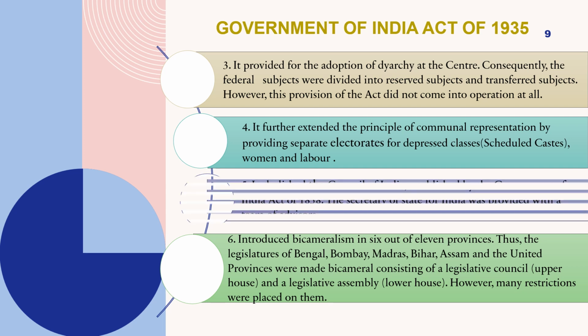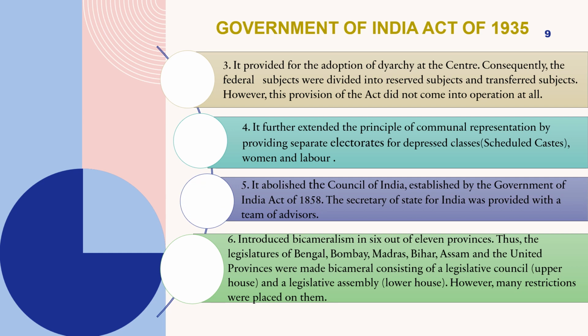It abolished the Council of India established by the Government of India Act of 1858, and it introduced bicameralism in 6 out of 11 provinces. Thus, the legislatures of Bengal, Bombay, Madras, Bihar, Assam, and United Provinces were made bicameral, consisting of Legislative Council and Legislative Assembly.